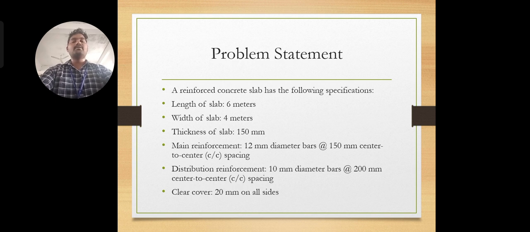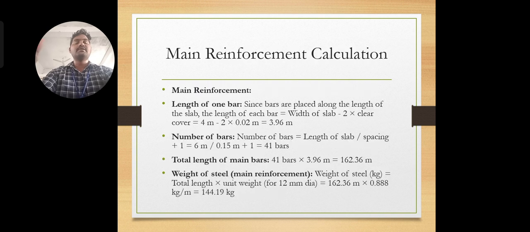Now I would like to explain how to calculate the steel quantity, one step at a time. First is the main reinforcement quantity calculation. First we need to calculate the length of one bar, then calculate the number of bars required for the specified dimension, and then multiply the number of bars by the length of one bar. To get the quantity of steel in kgs, multiply by the unit weight of the steel.